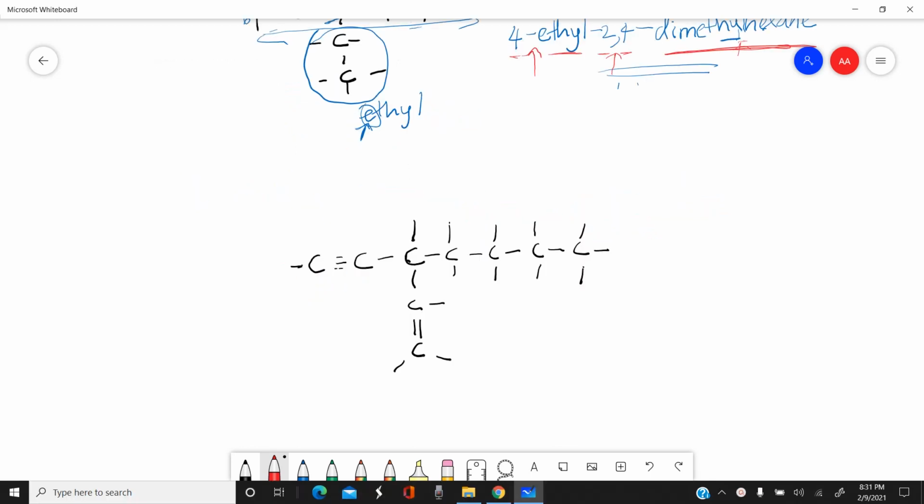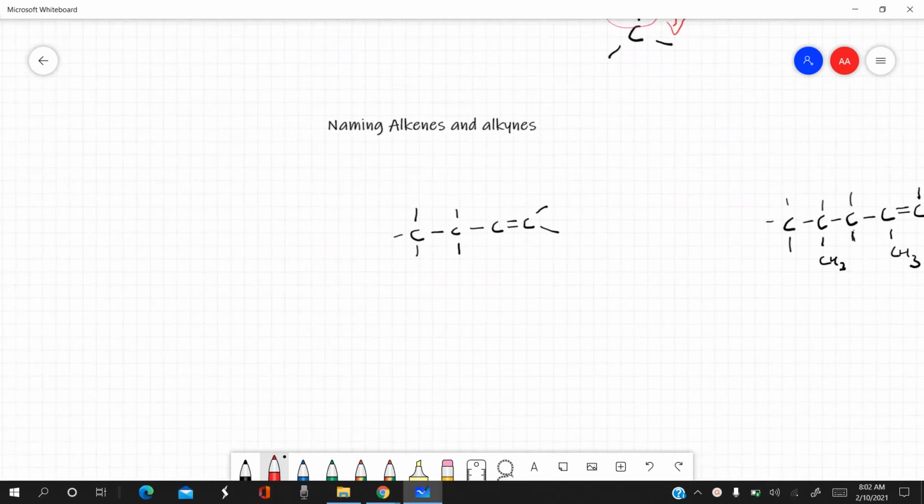The next important thing we have to consider is that all the double bonds and triple bonds must be included in the carbon chain we select. So considering this example, this is the longest chain, but if we select this, we'll miss this double bond. So we can't select this chain. We have to select this chain so that the double bonds and triple bonds are included in the chain. Next, naming alkenes and alkynes.